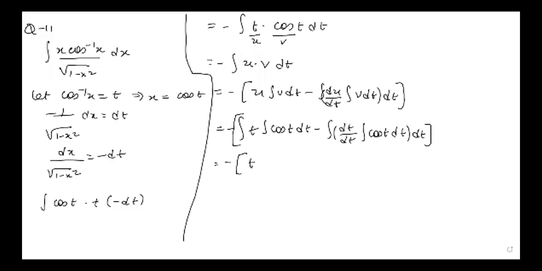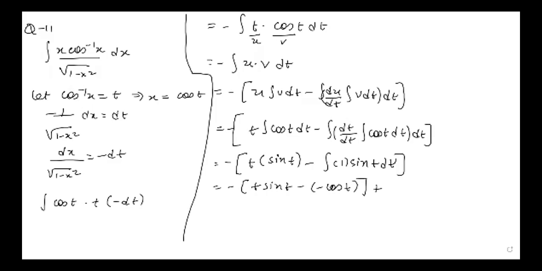So this will be, this is not the integration, this is t sin t, minus, this is 1, this is sin t dt. Integration of sin is minus cos t. If I open this bracket, I will have t sin t, minus minus plus, minus cos t plus c.